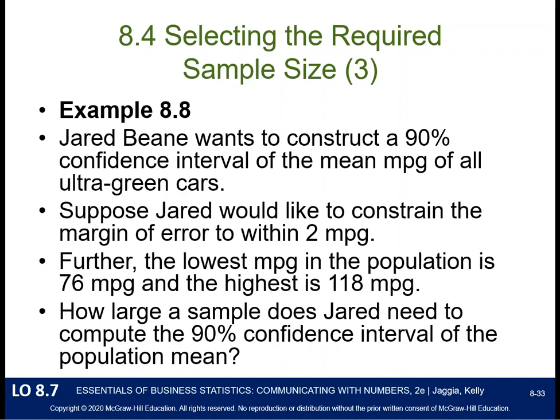So let's go back to our same problem. So we have a 90% confidence interval. Suppose that Jared would like to constrain the margin of error to be within 2 miles per gallon, right? So we want our margin of error to be within just 2 miles per gallon. And we know based on the data that the lowest mile per gallon in the population is 76 and the highest is 118. So how large of a sample do we need in order to compute a 90% confidence interval?